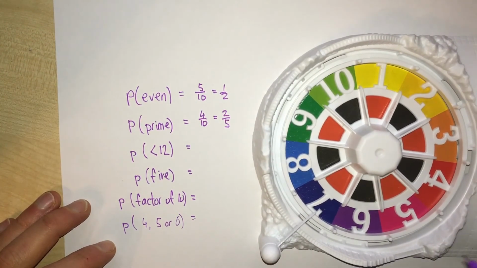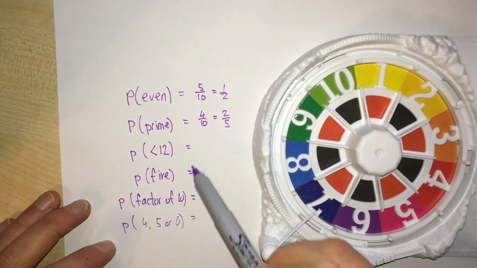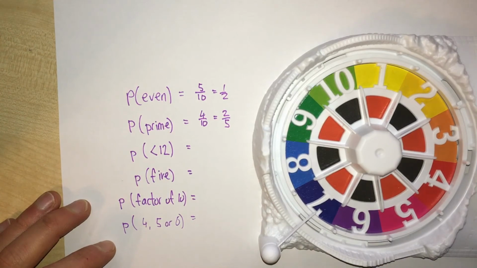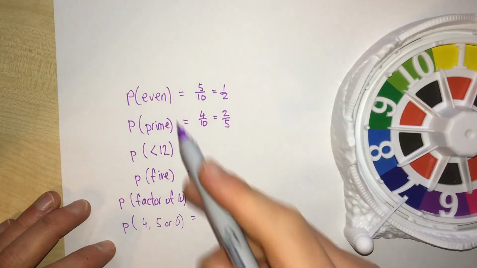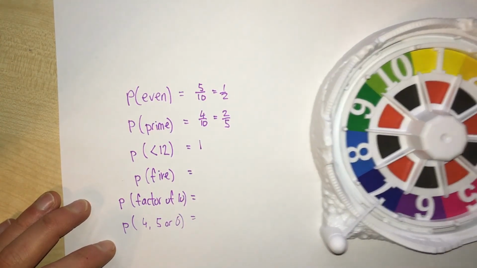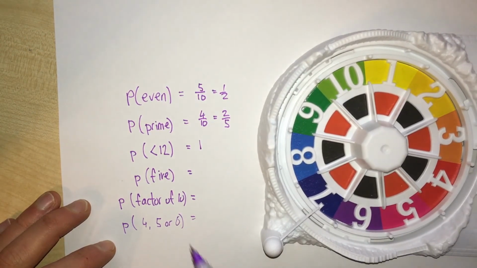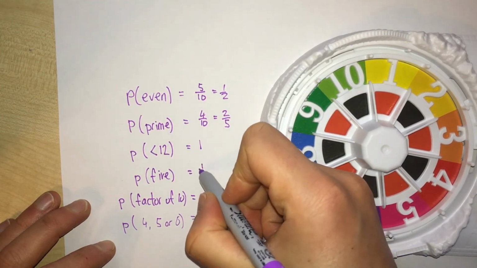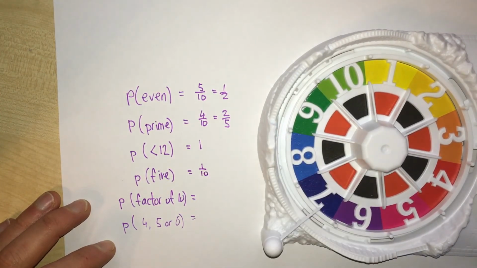How many numbers are less than 12? All of them are less than 12. So there's a 100% chance of it landing on a number that's less than 12. Or we could say 1 whole. How many of these numbers are the number 5? Well, there's only 1. So that is 1 out of 10.